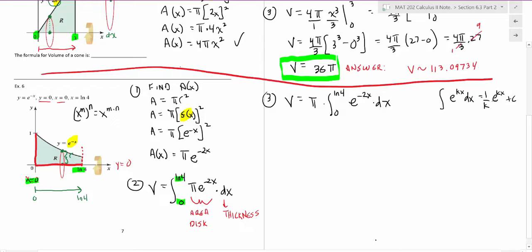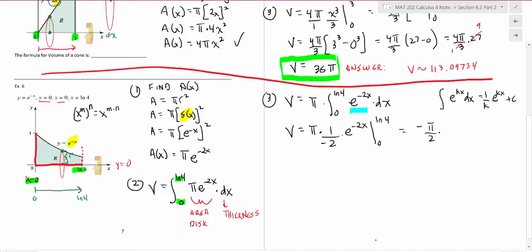You could let u be negative 2x, or you can just use this rule, which is what I'm going to do. So I'm going to have pi, the antiderivative of that thing right there is going to be 1 over the coefficient of x, like this formula says, times e to the negative 2x. And then we're going to integrate that from 0 to ln 4. All right, so putting that together, that gives negative pi over 2 when you multiply those two fractions together.